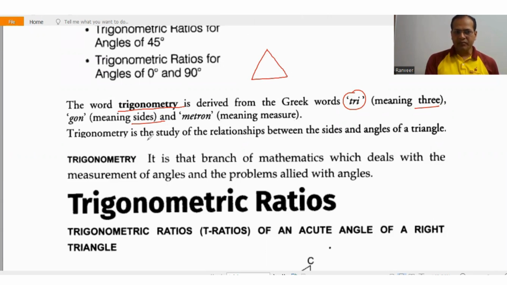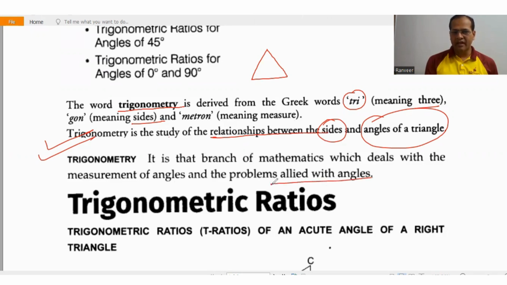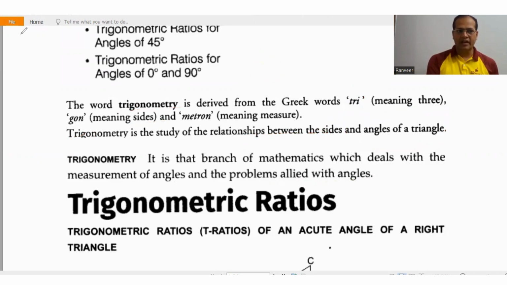So trigonometry is the study of the relationship between the sides and angles of a triangle. Just remember this. It is the branch of mathematics which deals with the measure of angles and problems allied with the angles. This is nothing but trigonometry. So all the things related to the triangle, we are going to read in trigonometry.